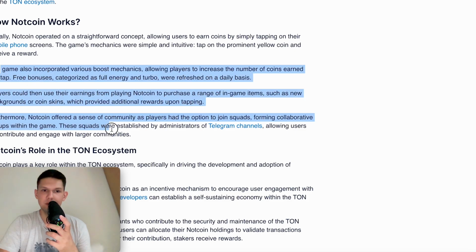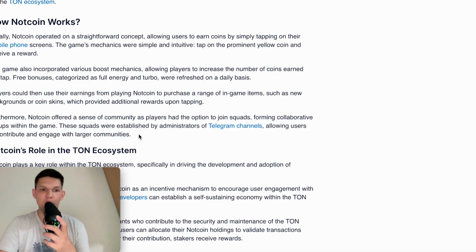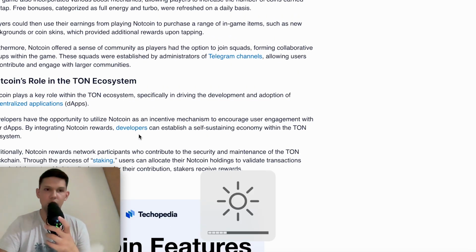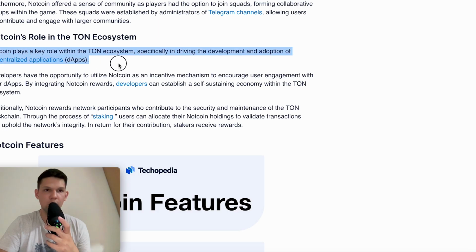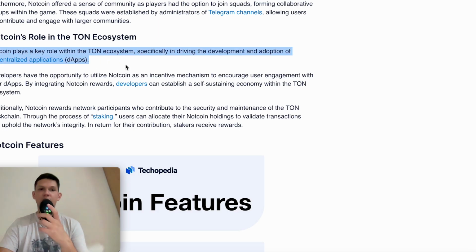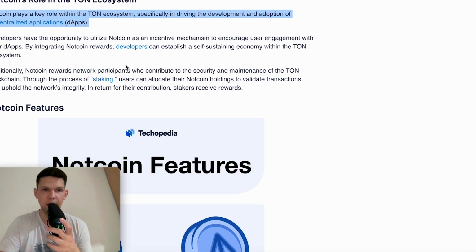Now, this makes no sense at the moment because this is what it used to be. But we know that NotCoin plays a key role within the ecosystem, specifically in driving the development and adoption of decentralized applications. And that's it.